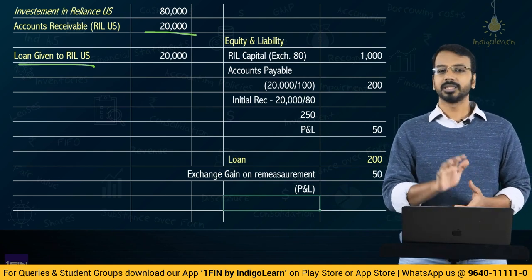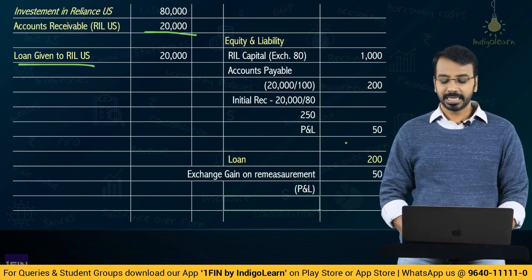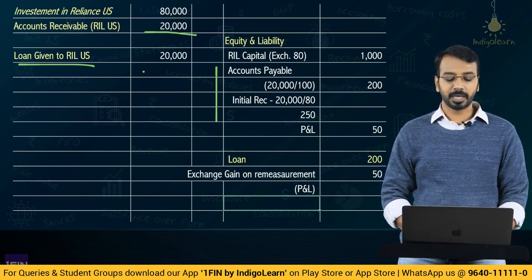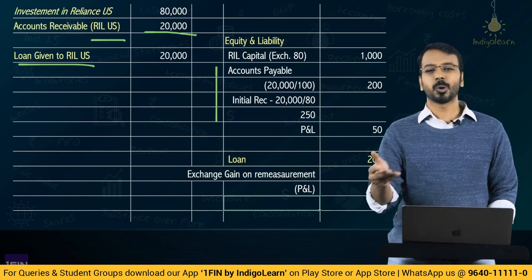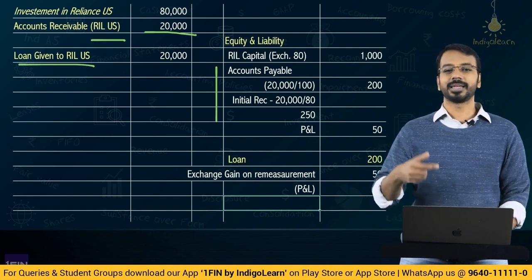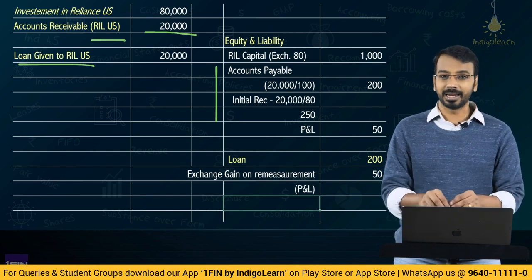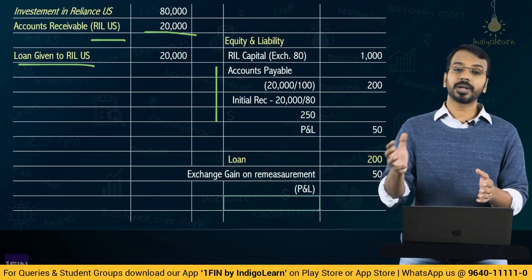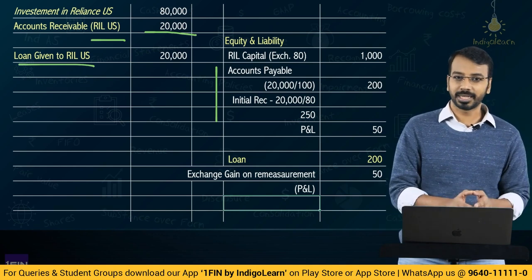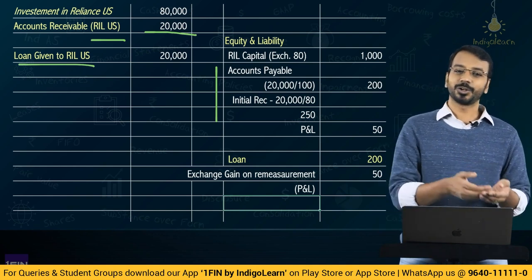What do I mean by that? What I mean is, if there is some item like accounts payable and accounts receivable, which are in the normal course of trading and which will be settled frequently, for such transactions, if there is any P&L, then when you incorporate the foreign operation into the reporting entity, the gain can be taken to P&L.